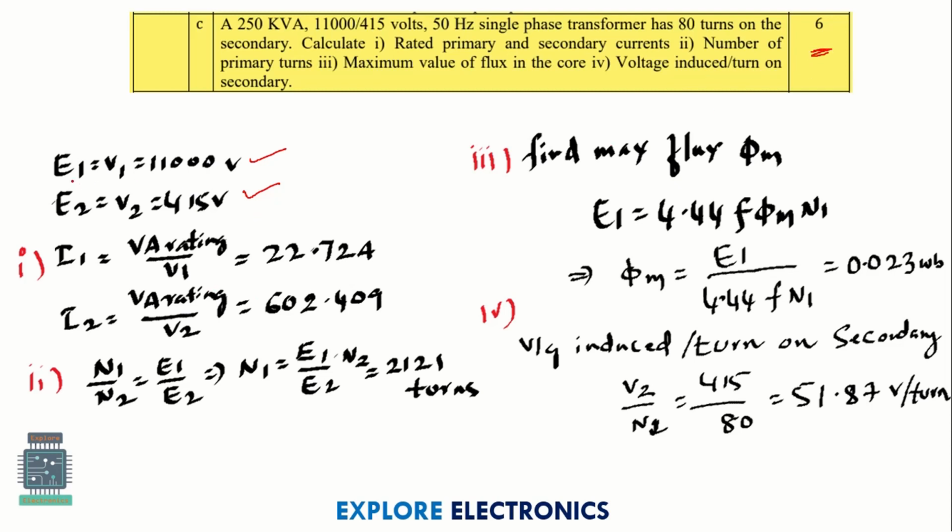Here they have given what is V1, V2 or E1, E2, whatever you take. And then you need to find out the currents, primary and secondary currents, and then you can easily find out the number of primary turns, that is N1, using this simple formula. Then find out the flux, maximum flux in the core, and then the voltage induced. Okay, so this is a very simple direct problem. You may easily get 6 marks if you know the simple expressions.